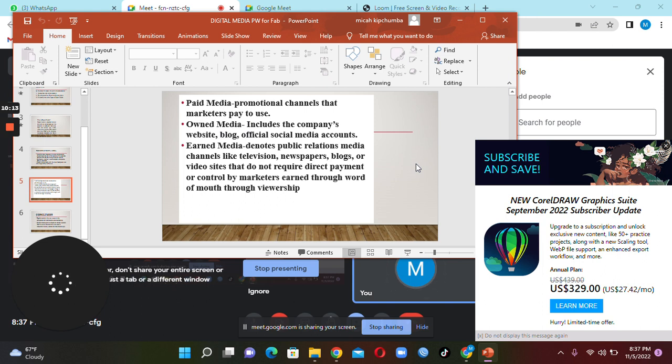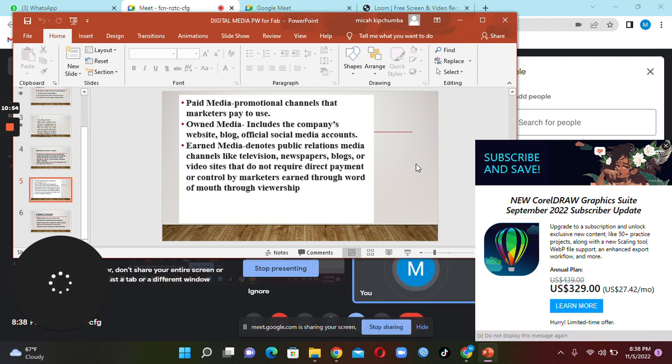The second one is owned media. Owned media means that a business owns a website or a social media account. In this case, I'll use the example of Citizen TV. Citizen TV has its TV, which I will consider in this case as the traditional way of passing information. But for digital platforms, they have their Facebook account, they have an Instagram account, they have a website, and they even have Citizen Digital. That is owned media. It owns a social media platform or account, a website, or a blog.